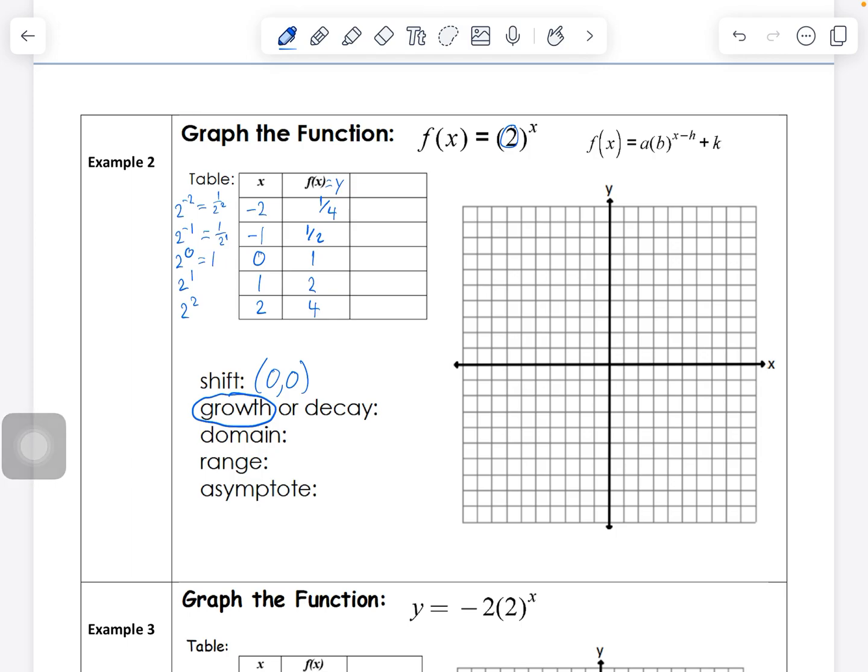So now let's go ahead and graph these points from the shift, which is at 0, 0. So 0, 0, and then we're going to go left 2, up 1/4. So just do the best that you can to show that it's slightly above -2. Then it would be -1, 1/2, which is right here. 0, 1 is directly above 0, 0. Over 1, up 2, and then 2, 4. So over 1, 2, up 1, 2, 3, 4 is right here. So what we would end up getting is a similar image to what we saw before.